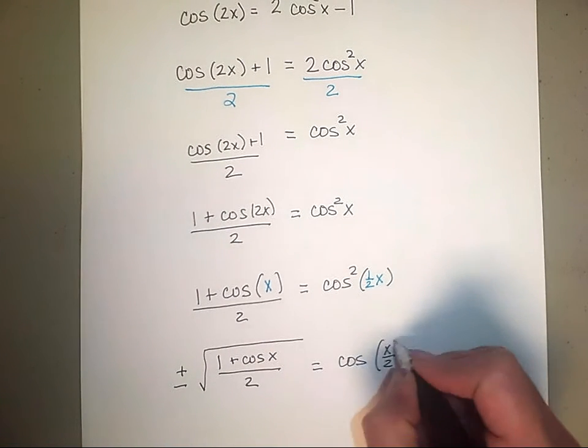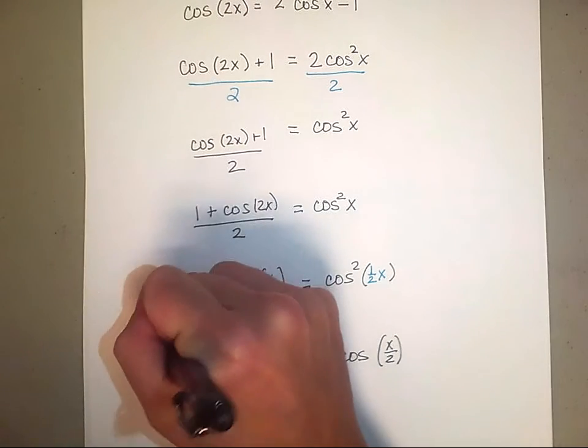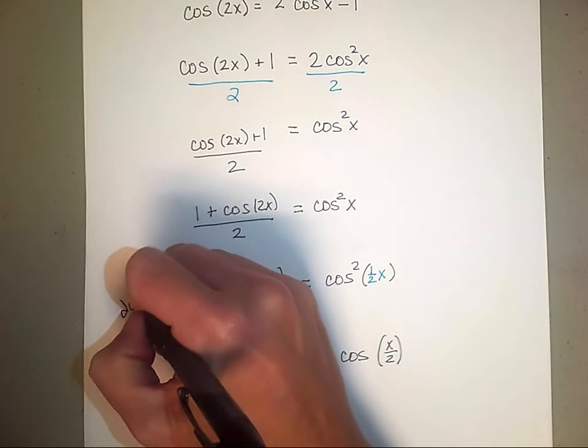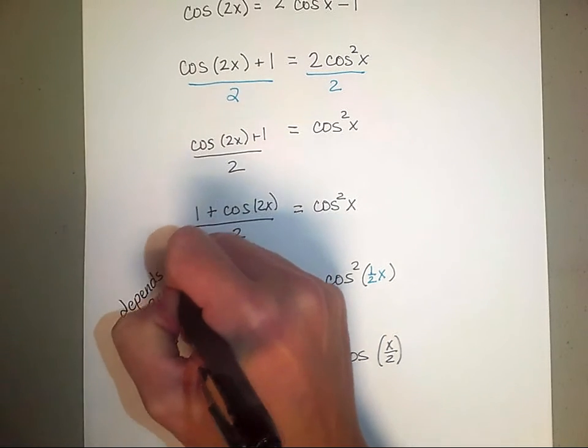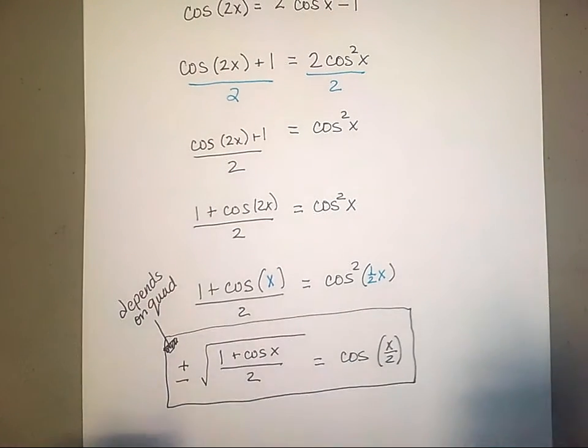And 1/2 x we can write as x over 2. Multiplying by a half is the same as dividing by 2. Okay. And we keep the plus or minus, again, because it'll depend on our quadrant. So this is another formula. I hope you have your flashcards going.